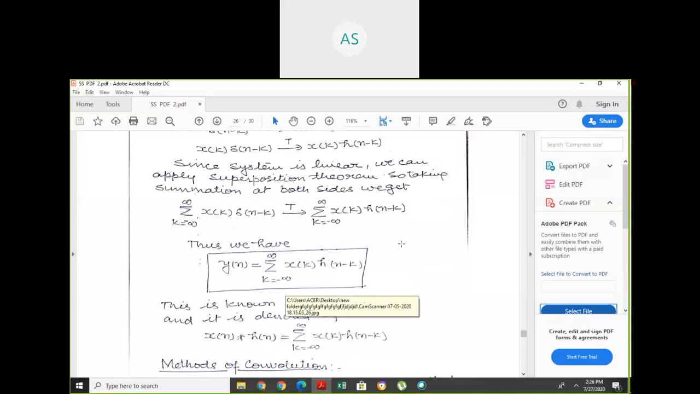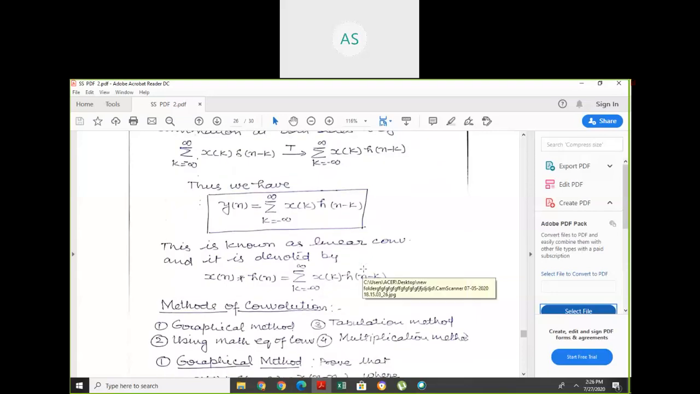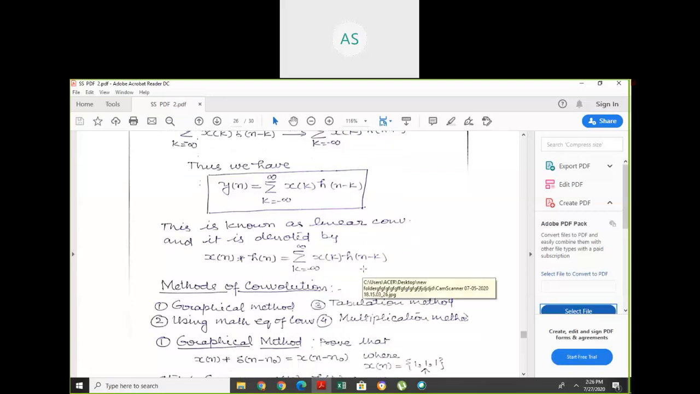So we get the output y of n as the summation from minus infinity to plus infinity of x of k, h of n minus k. This is known as linear convolution, and it is denoted by x of n convolved with h of n. y of n is equal to the summation from minus infinity to plus infinity of x of k, h of n minus k.